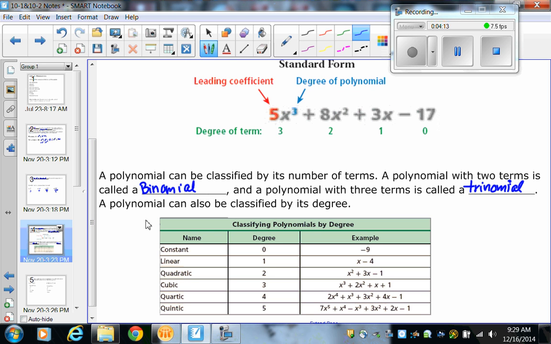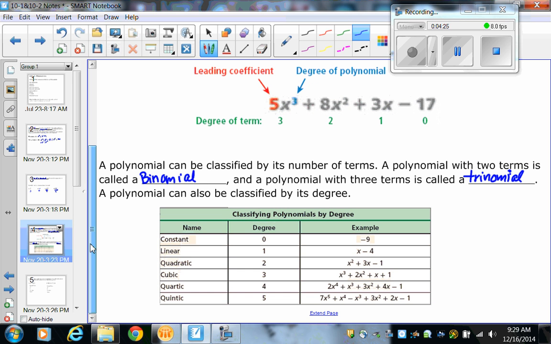A polynomial can be classified by the number of terms. A polynomial with 2 terms is called a binomial, and a polynomial with 3 terms is called a trinomial. A polynomial can also be classified by its degree. This is something that you're going to want to memorize: if you have a degree of 0, it's a constant. A degree of 1 is linear. A degree of 2 is quadratic. A degree of 3 is cubic. A degree of 4 is quartic. And a degree of 5 is quintic.